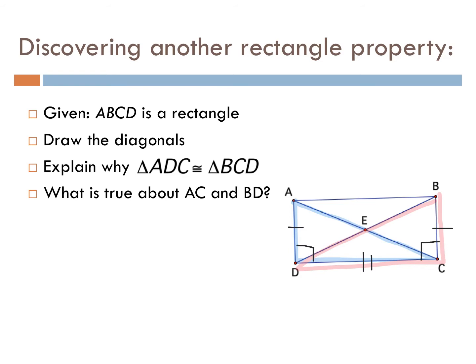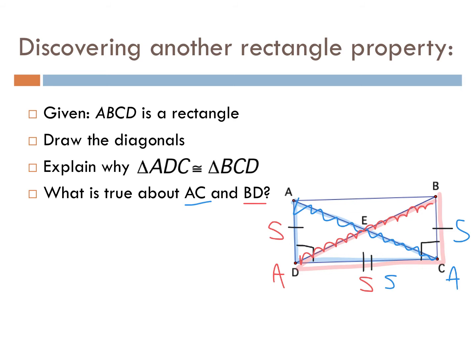So now, if you look, what do we have here? We have side, angle, side for both of these triangles. So if this is the blue one that I highlighted, we have side, angle, side, and then side, angle, side. I probably should have switched those colors so it matches my triangles, but that's okay. So what would be true about segments AC, the hypotenuse of the blue triangle, and segment BD, the hypotenuse of this triangle?